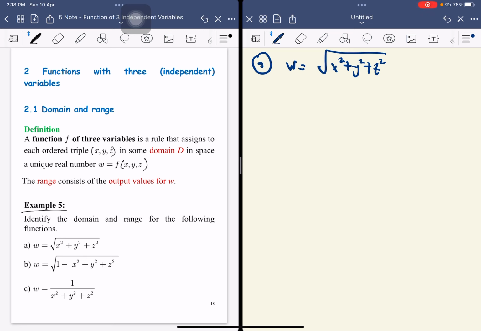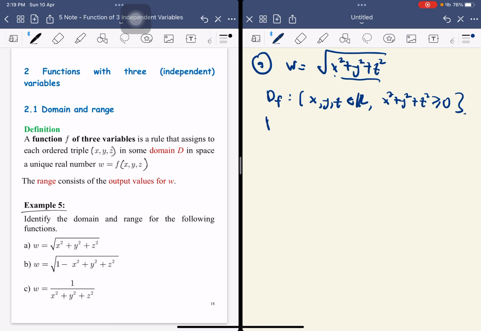The conditions that we must set in order to find the correct domain are similar to what we practiced previously. In this case, the answer for the domain would be x, y, and z belong to the real numbers, with the restriction that the expression inside is greater than or equal to 0, because we have a square root term.